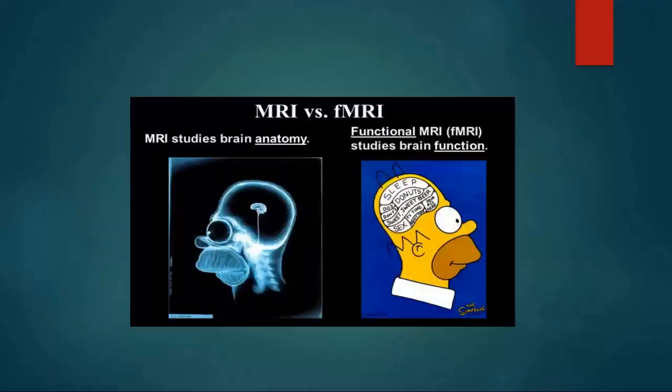So this is just a brief summary of the differences between functional MRIs and MRIs. Whilst MRI studies the human brain structure, functional MRI studies the human function and structure. So functional MRIs give detailed information about what's going on in the human brain, which part is activated, how neurotransmitters are being sent throughout the human brain.